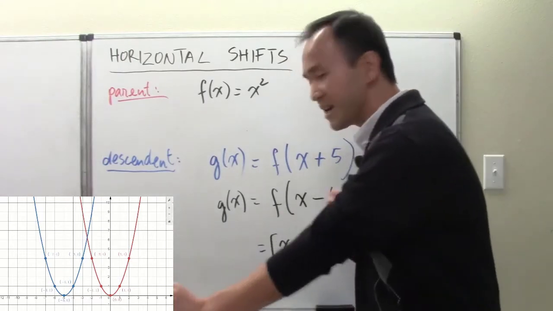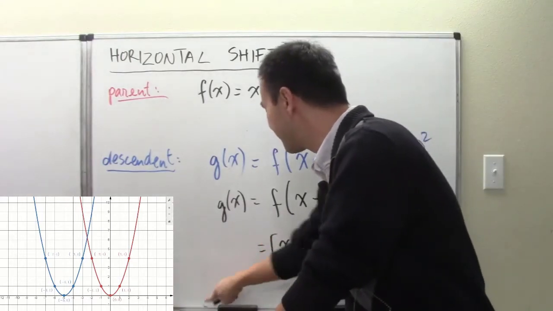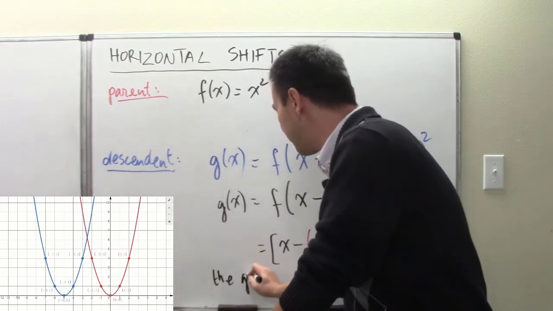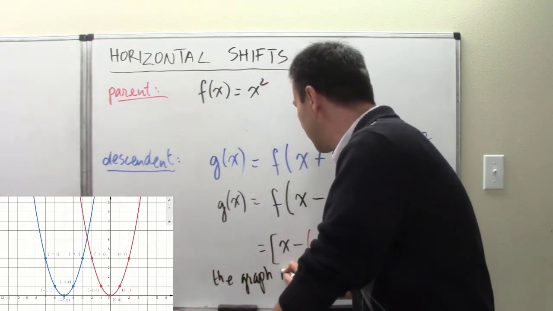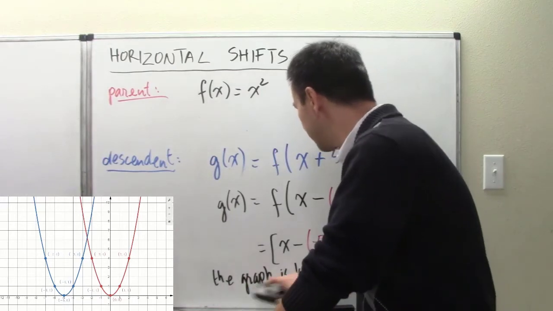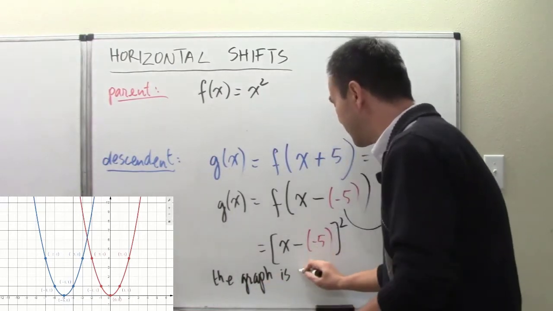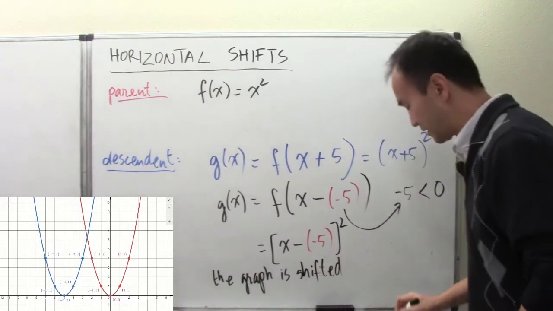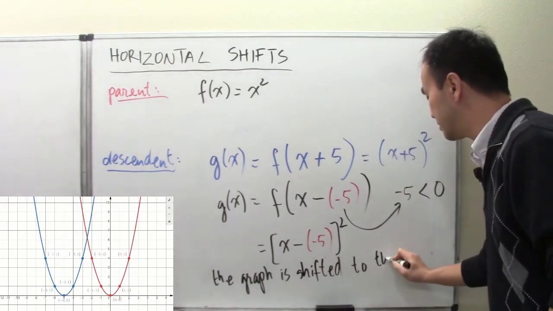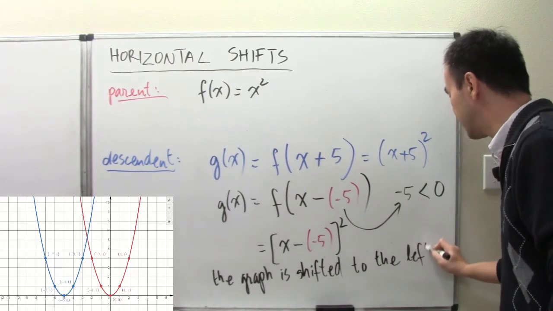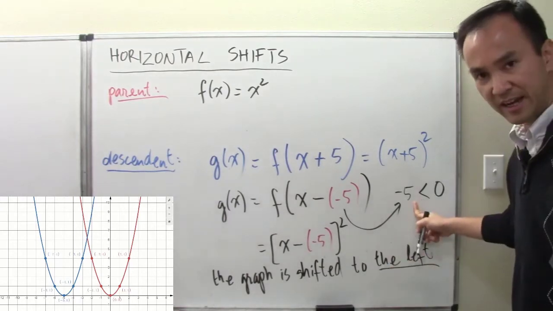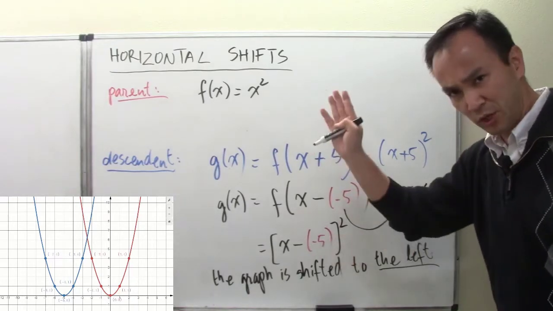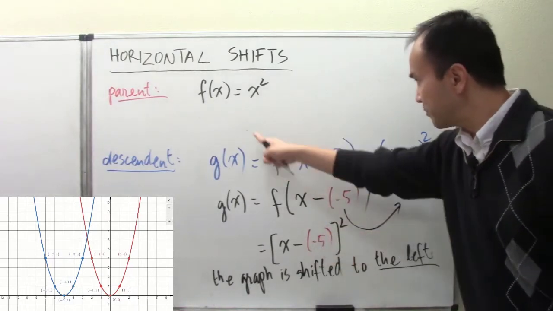The observation I'm seeing here is that the graph is shifted, but this time to the left. To the left, and that is explained by this value being negative. See, you're subtracting x inside your parent.